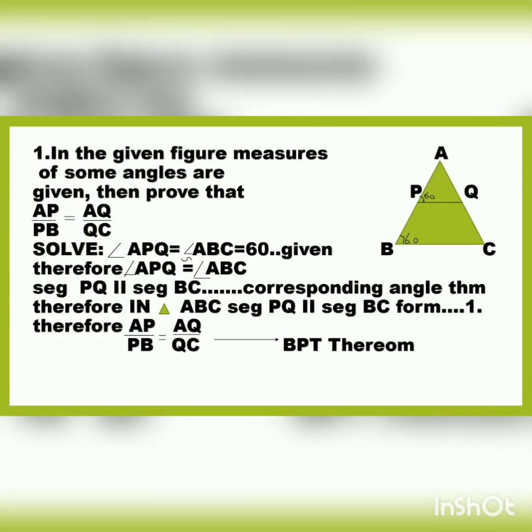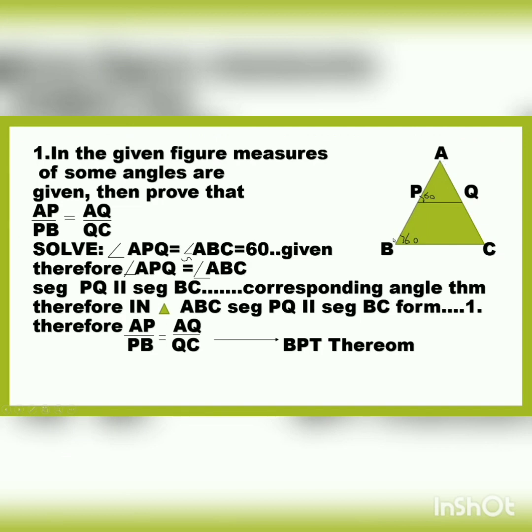Our first example, you can see on our first slide. First, I read the example. In the given figure, measures of some angles are given. Then prove that AP upon PB is equal to AQ upon QC. In this example, you have to prove the ratio of AP upon PB is equal to the ratio of AQ upon QC. Now see in the figure.